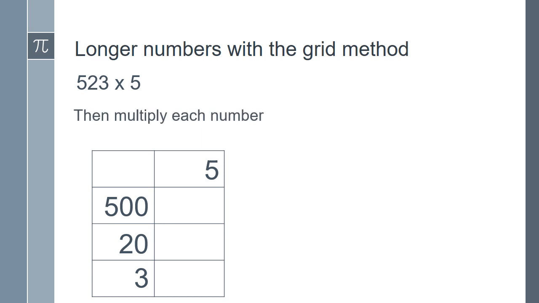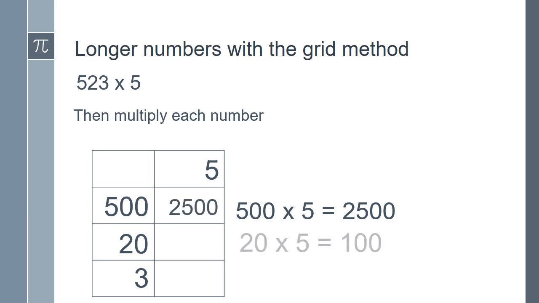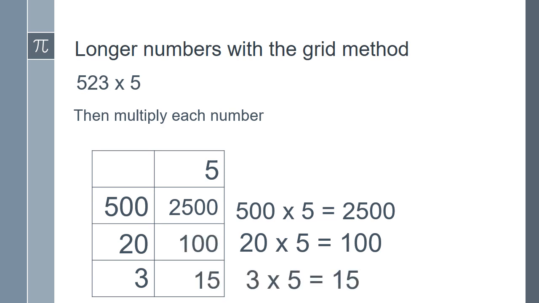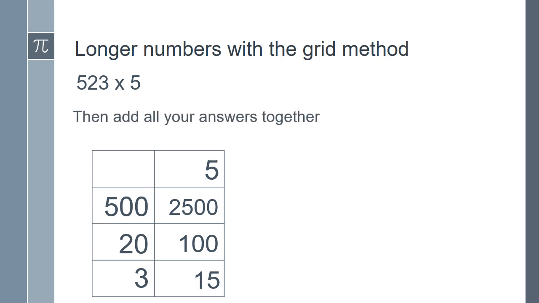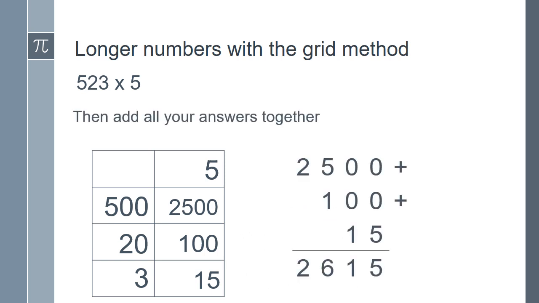So then you multiply each number. So 500 times 5 is 2,500. 20 times 5 is 100. And 3 times 5 is 15. Then add all of your answers together. And the answer is 2,615.